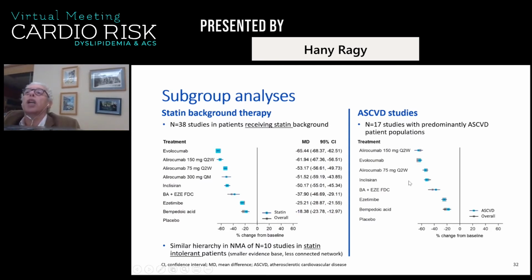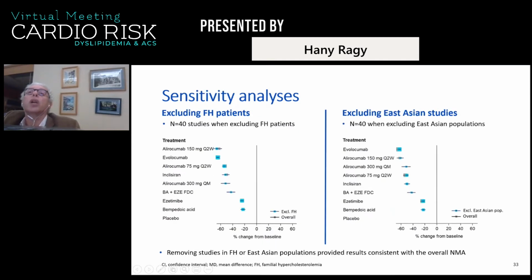Because some of the Asian population had to be taken out of the studies for side effects. So if you exclude the familial hypercholesterolemia patients and you exclude the East Asian studies, you get consistent results with the network meta-analysis. So this is very, very reproducible data, and is data to be trusted.